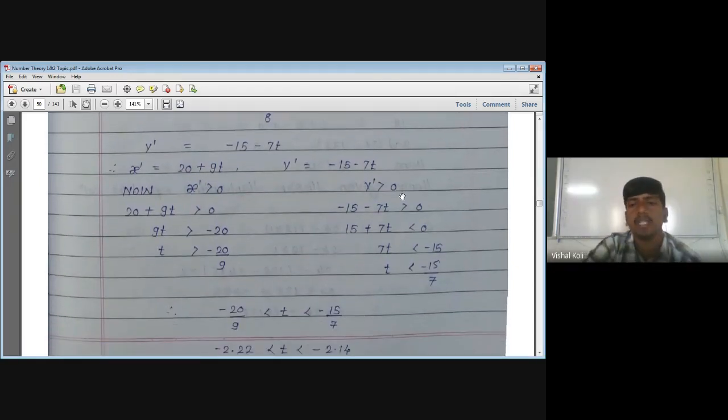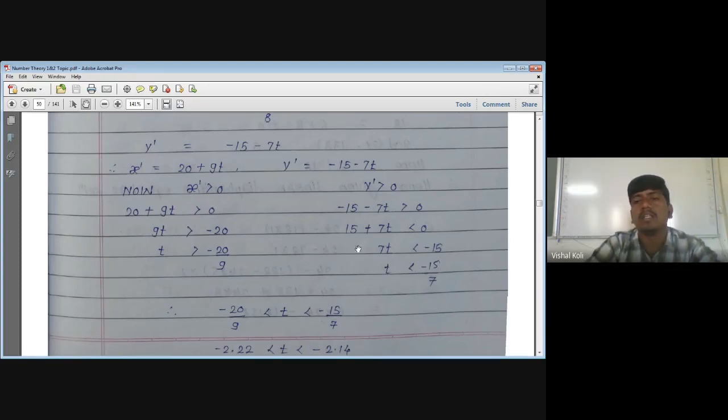And similarly for y dash, consider y dash is greater than 0, which implies minus 15 minus 7t is greater than 0. If we multiply by minus 1 on both sides, then the inequality reverses. Therefore 15 plus 7t is less than 0, 7t is less than minus 15. From this, t is less than minus 15 divided by 7.